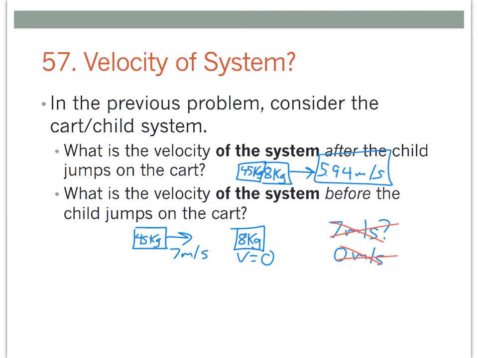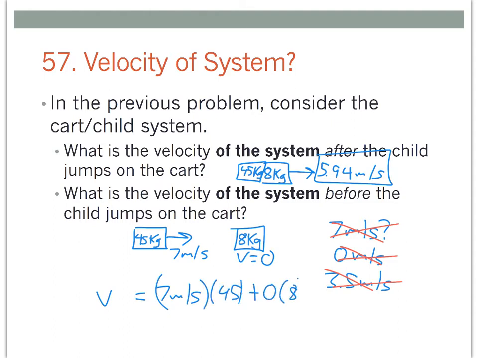Maybe we just split the difference here and say it's 3.5 meters per second, and say that's the speed of our system, halfway between their two speeds. However, we notice that the child has a lot more mass than the cart. So that doesn't seem fair either. So maybe what we do is a weighted average, okay? We take the velocity of the child times the mass of the child plus the velocity of the cart times the mass of the cart and divide by the total mass.